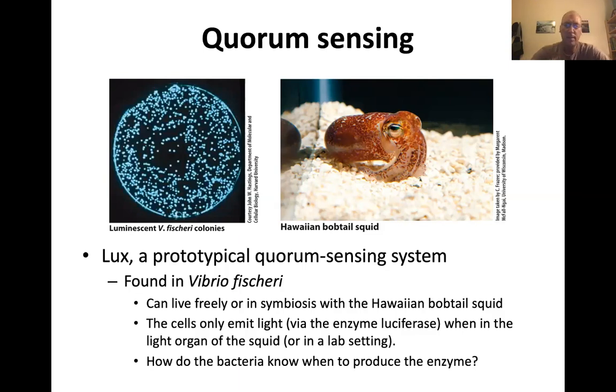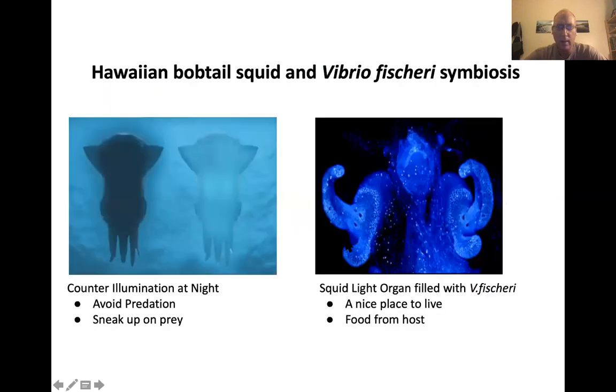All right, so the system is called the Lux system. Lux is shorthand for luciferase, which is the enzyme that produces the light in these bacteria. All right, so the bacteria can live in the open ocean, or they can live in symbiosis with the squid, but they only produce luciferase and light when they are living in the symbiotic relationship at high density. So the question is, how do the bacteria know when to produce the light?